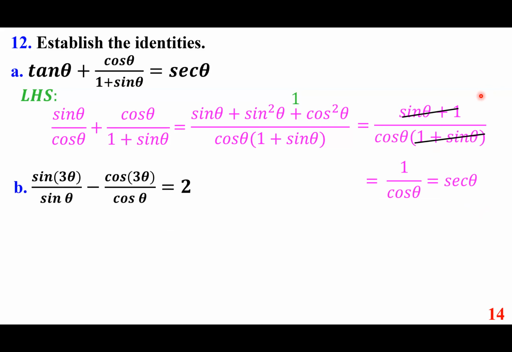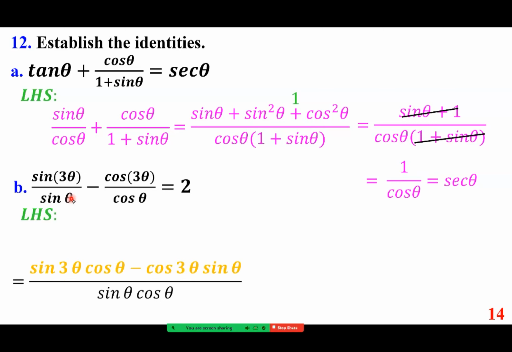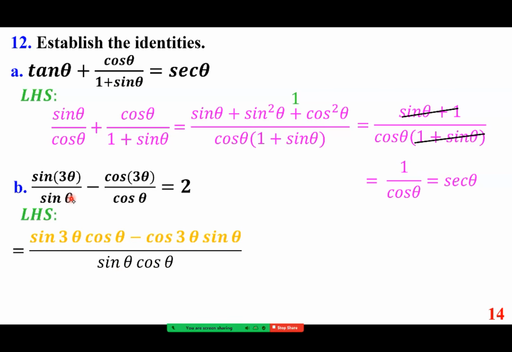Let's start with the left-hand side, and let's take a common denominator. When I take the common denominator, I get sine theta cosine theta in the denominator, and the numerator is sine 3 theta times cosine theta, minus cosine 3 theta sine theta. And we notice this is sine of alpha minus beta, right?